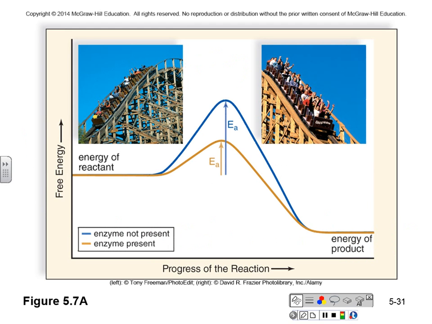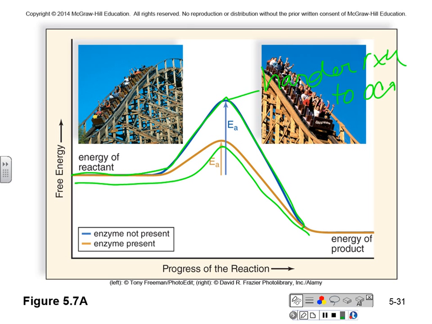So what they're trying to show you is if the enzyme is not present, you have to put this much energy in. If the enzyme is present, you only have to put this much energy in. So this is a harder reaction to have occur. If you have an enzyme, all it does is make things easier, right?